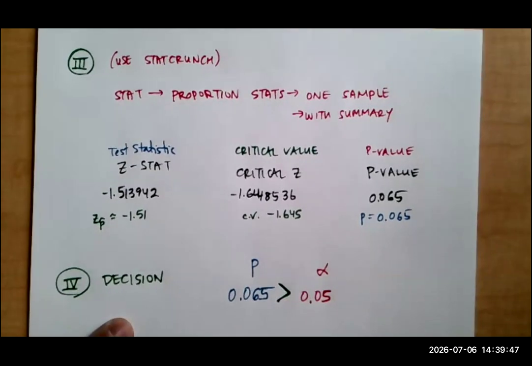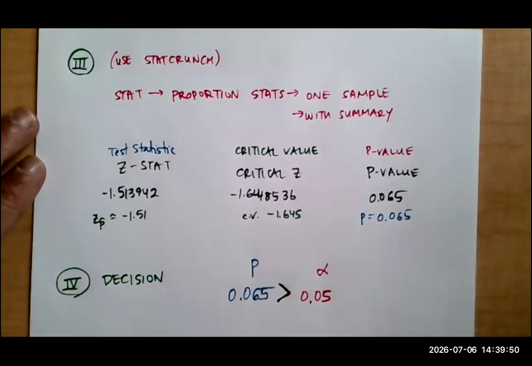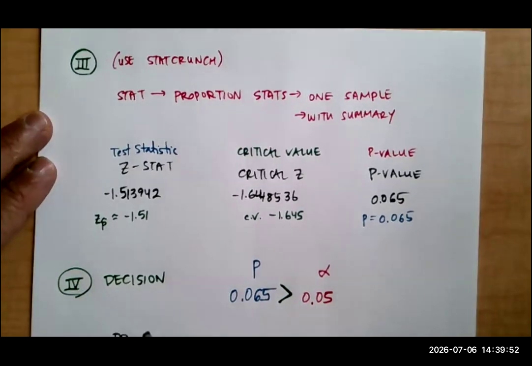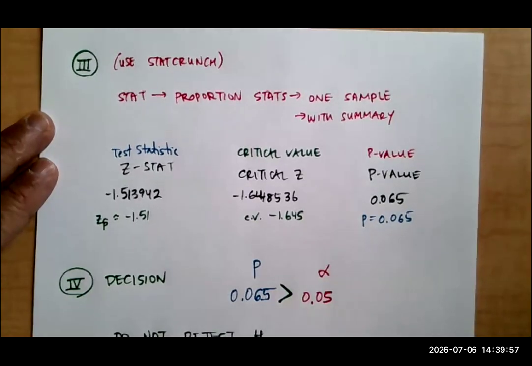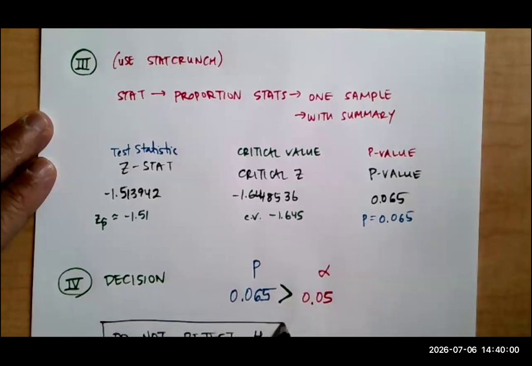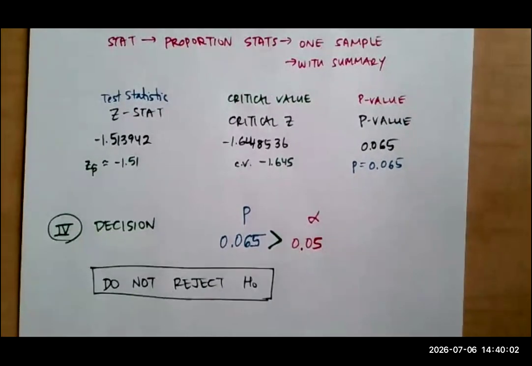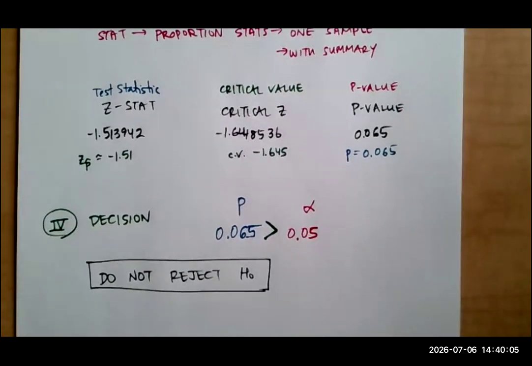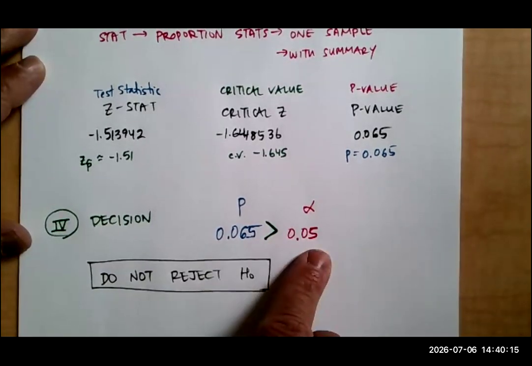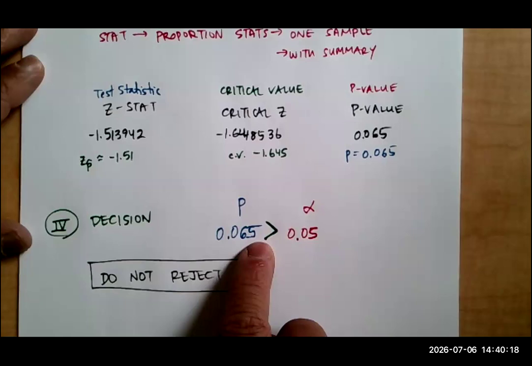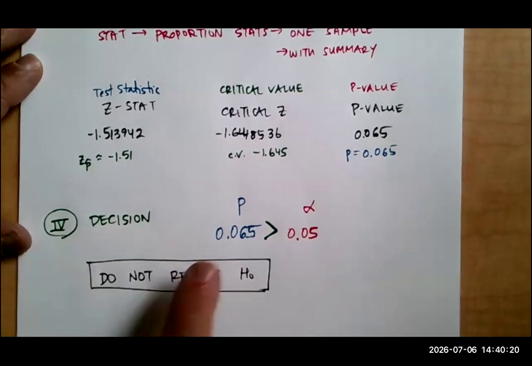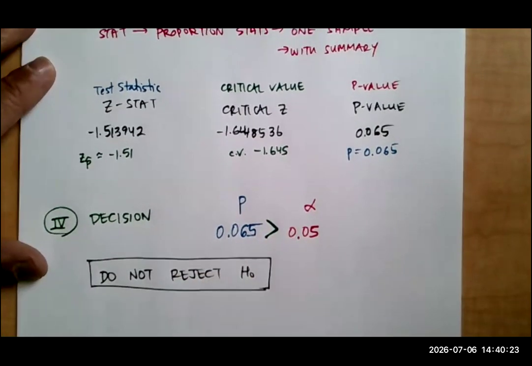So for our decision, when your p-value is bigger than alpha, you're going to say we do not, or we fail to reject, that null hypothesis. Okay, so there's our decision based on that information, those values computed using StatCrunch. We're not rejecting the null hypothesis. Had the p-value been less than alpha, like 0.015 instead, then we would say we reject, right? But now because the p-value is bigger, we do not reject.